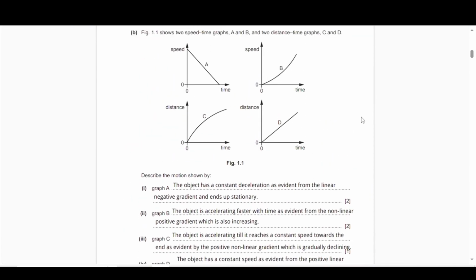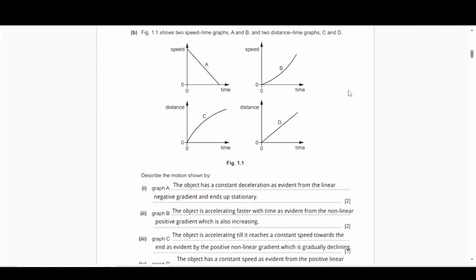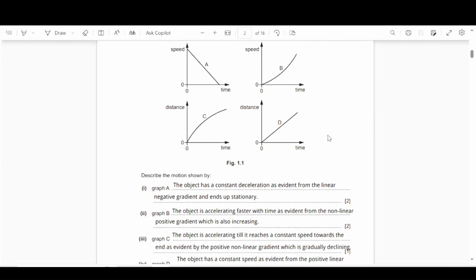So in the top graph, we have a negative linear gradient. If it's negative, it's decelerating. If it's linear, it has constant deceleration, and it goes all the way down to a speed of 0, which means it ends up at rest. So constant deceleration is evident from the linear negative gradient, and it ends up stationary.